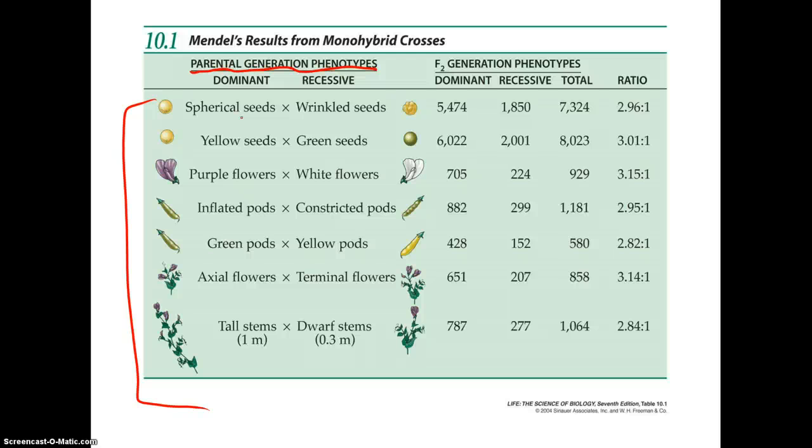Okay, what he did is he spent a lot of time counting. Okay, take a look here. He looked at dominant. How many of them were spherical? Well, he found 5,474 plants were spherical. Then recessive. How many of them were wrinkled? Found 1,850 wrinkled seeds. Here's your total here. Totaled them up, and he found the ratio. We will eventually get to figuring ratios ourselves, but that's kind of jumping the gun a little bit.